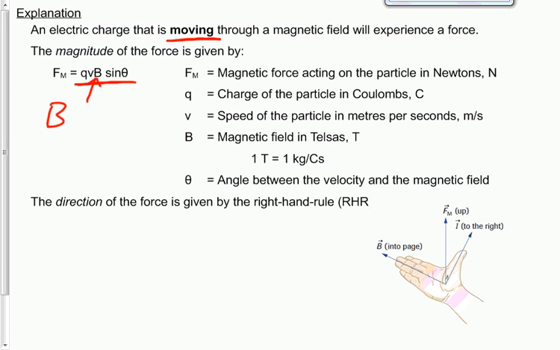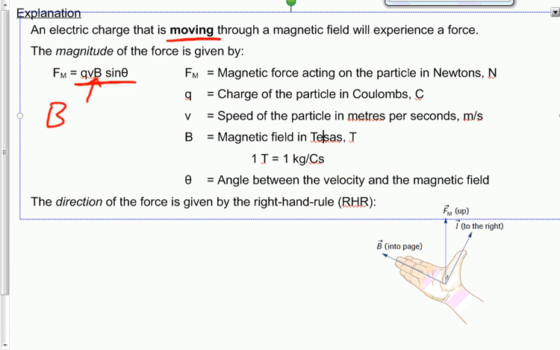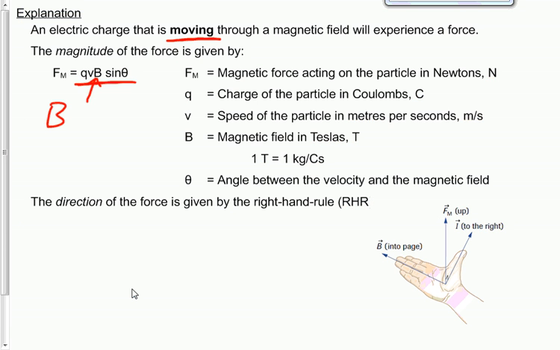That's spelled wrong, so let me fix that right now. It's named after a gentleman who had a lot to do with electricity and magnetism, and actually the reason we have electricity in our homes today has a lot to do with this guy named Nikola Tesla. So we measure the magnetic field in teslas, and 1 tesla is 1 kilogram per coulomb second. It's a way to measure the magnetic field.